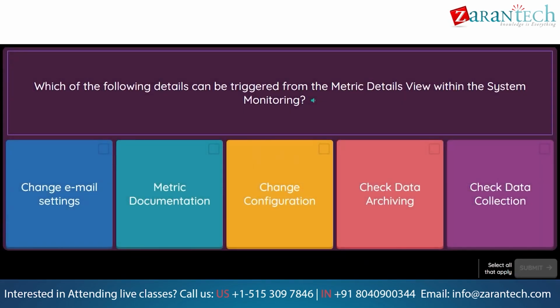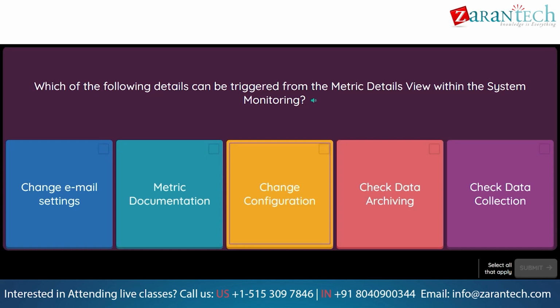Question: which of the following can be triggered from the metric details view within the system monitoring? Option 1: change email settings. Option 2: metric documentation. Option 3: change configuration. Option 4: check data archiving. Option 5: check data collection.